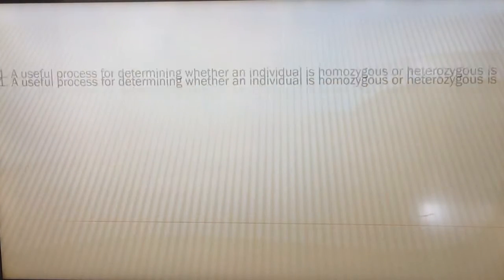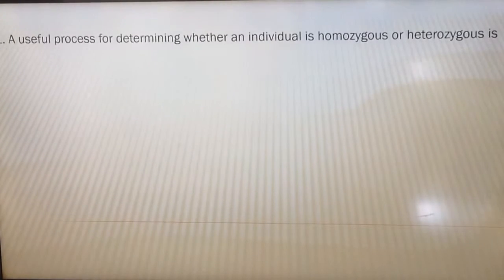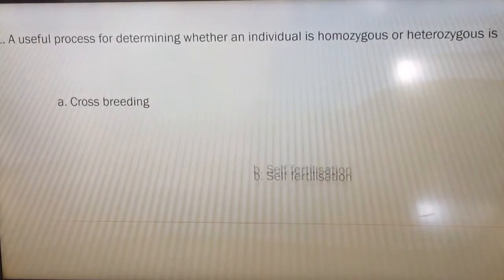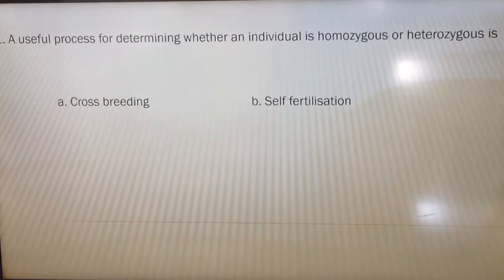With that, let's handle a problem. A useful process for determining whether an individual is homozygous or heterozygous is crossbreeding. What's crossbreeding? It's a breeding in order to obtain a hybrid. Self-fertilization, it is selfing between two similar individuals. Backcross, a condition where an F1 individual is crossed with either of the parents. And test cross, an F1 individual crossed with a homozygous recessive parent.